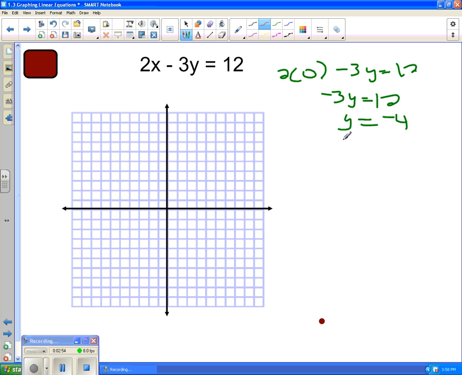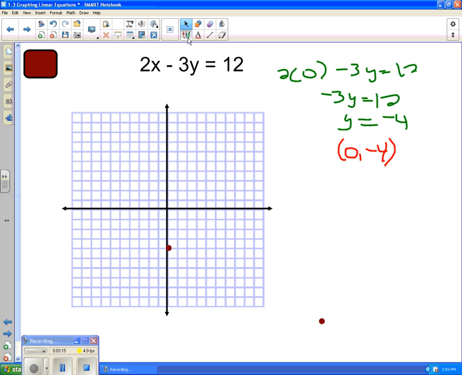Now my y-intercept is not just negative 4. You want to think about the y-intercept being a point. So what it really is, it's going to be the point 0, negative 4. And this is saying when x is 0, y is negative 4. So once I find the y-intercept, I go and grab my point. I can go over here to the origin. I need to go down to negative 4, and I'm going to plot my y-intercept.